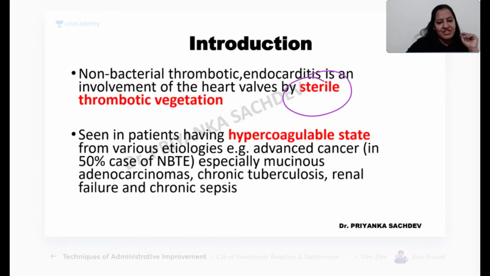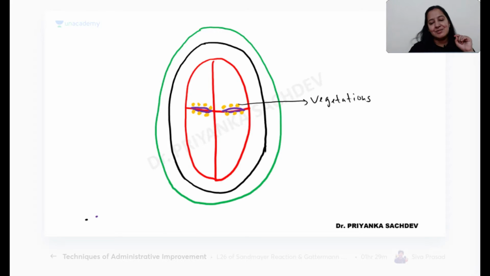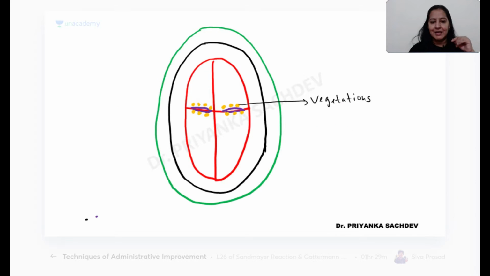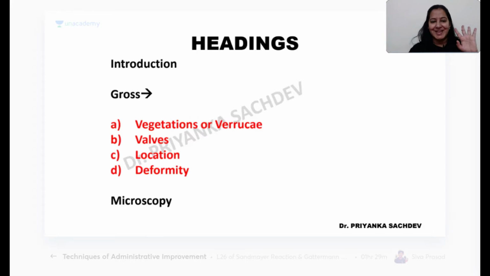So here again sterile vegetations are formed. Bacteria is not there. Bacteria is not forming the vegetations. The vegetations are formed due to a hypercoagulable state. Say yes or no. So the hypercoagulable state is responsible for it. A hypercoagulable state means there is formation of thrombus without injury. Coagulation is there without injury inside the intact blood vessel, you can say. So again vegetations are formed, you can see.